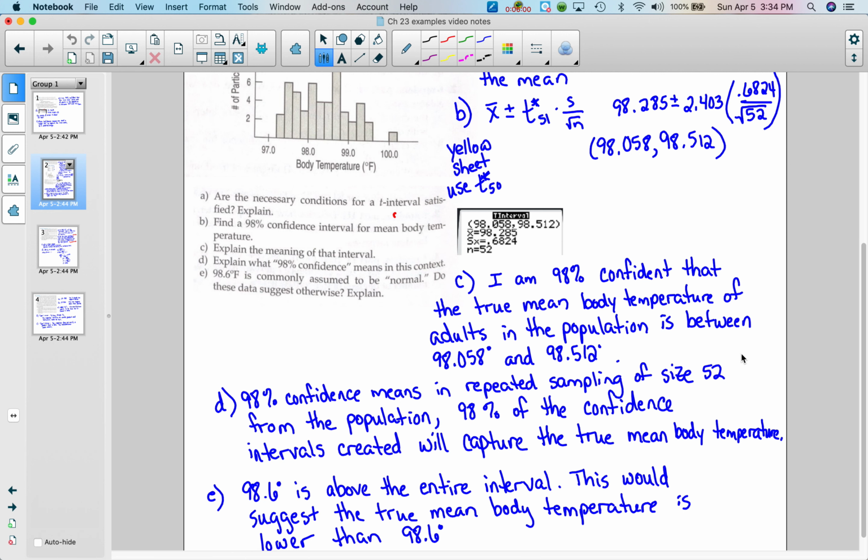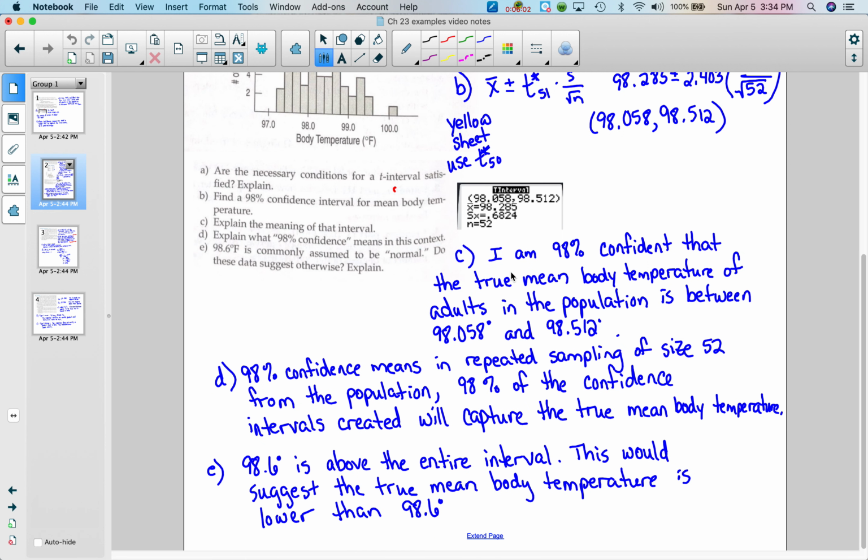Part D says explain what 98% confidence means. Well, it means the same thing that it did for proportions, except I'm going to talk about means. So it says 98% confidence means in repeated sampling of size 52 from the population, 98% of the confidence intervals created will capture the true mean body temperature. So again, you should notice that the verbiage of this sounds so much like what we did with proportions.